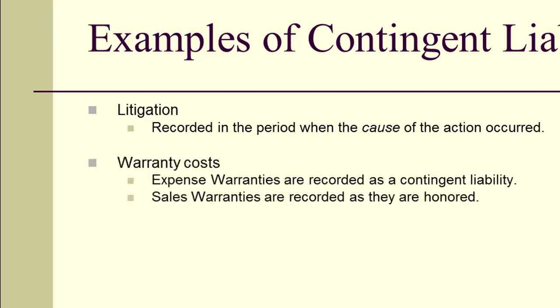Next are warranties, and there are two kinds of warranties. An expense warranty is the kind of warranty that comes with the package, and we've all bought cell phones or cameras or tablets, etc. that say, hey, it comes with a free 2-year warranty, and it's part of the purchase price. That's called an expense warranty, and we record them as a contingent liability because we're on the hook for those warranties just because somebody bought our product.